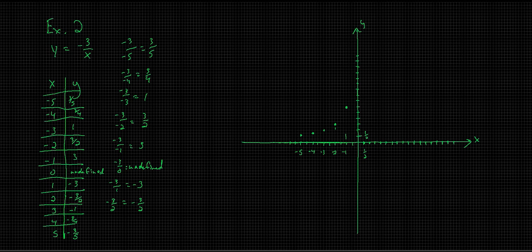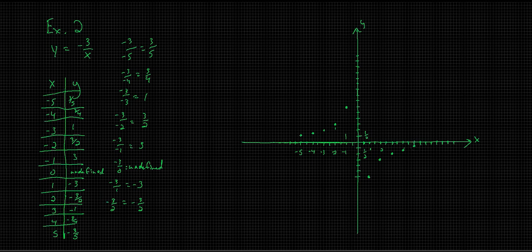At 1, we're at negative 3. So again, here's 1. 3 is over here. So we're going to be right here. At 2, we're at negative 3 halves, or negative 1.5. At 3, we're at negative 1. So here's 3 here. We're down at negative 1. At 4, we're at negative 3 fourths, so right here. And at 5, we're at negative 3 fifths, which is going to be right about here.